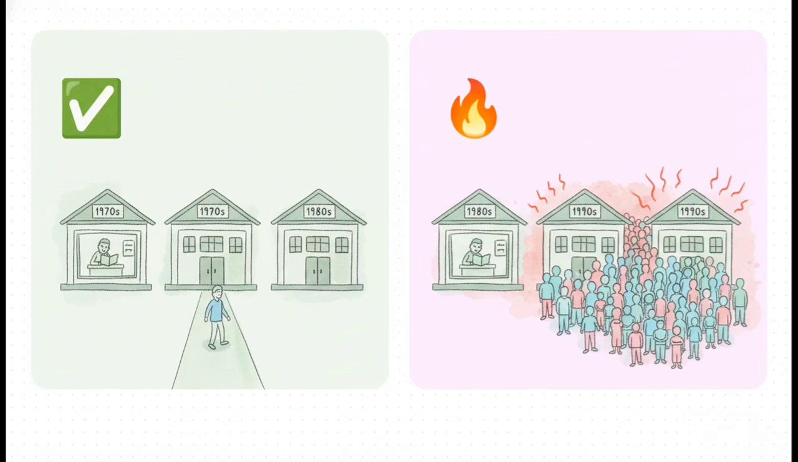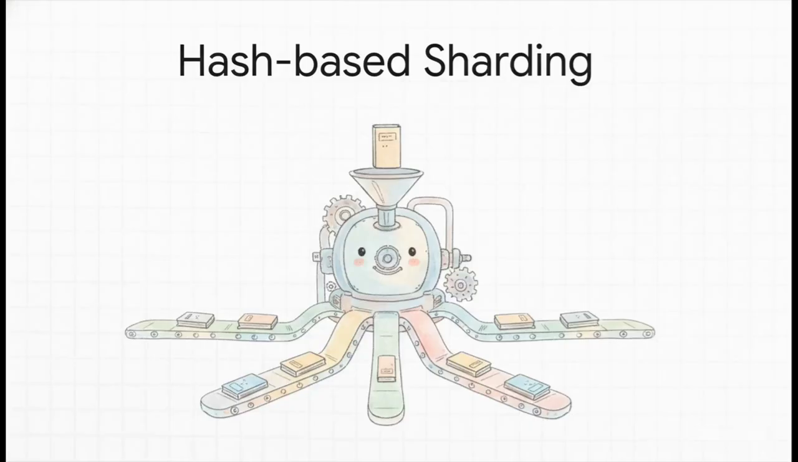Easy. But the con? You can create what are called hotspots. If all of a sudden books from the 90s become way more popular, that one branch gets totally swamped with traffic while the 1950s branch is sitting there totally empty. That one server is doing all the work and things slow down again. So yeah, those hotspots can be a real pain.